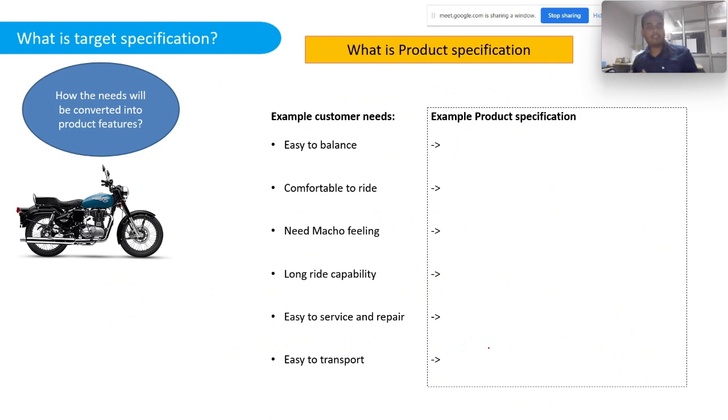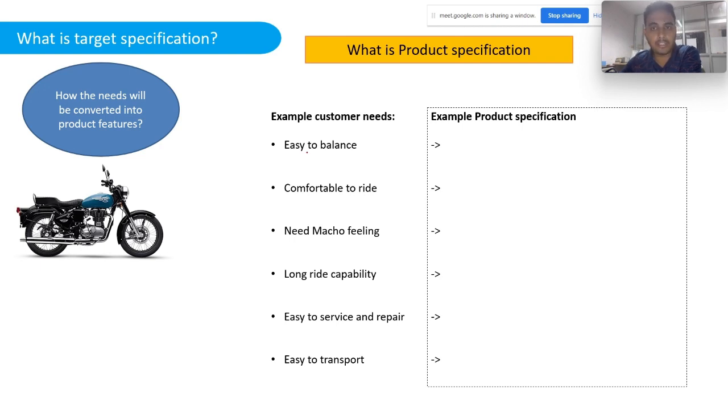Okay, in today's class, I'll be talking about what are target specifications. See, we have so many needs that we come across when we do certain contextual inquiry with customers or users.